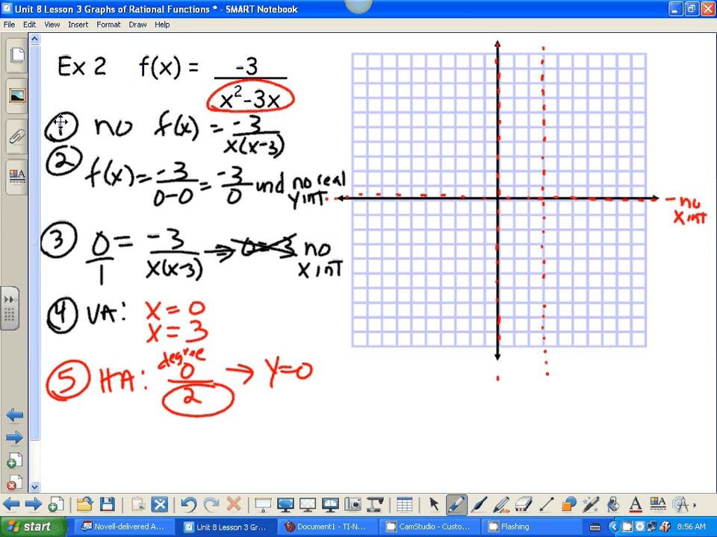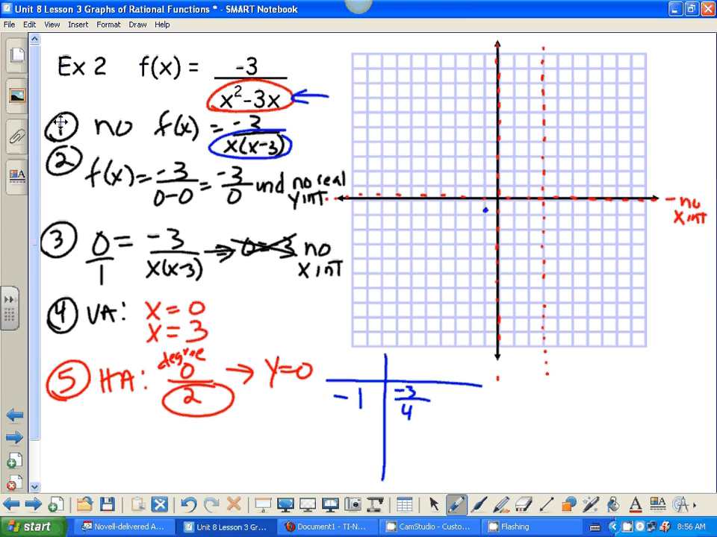All right, friends, let's go t-charting. So let's say that I want to see what is happening at -1. At -1, I'm going to have a -3 in the numerator. You can use either this denominator or this denominator. I'm going to have 1 plus 3. So I get -1, -3/4 as a point.